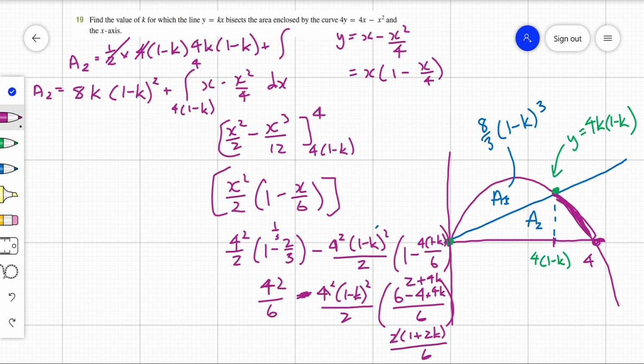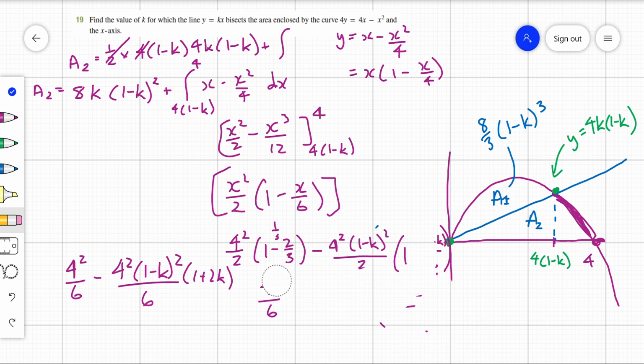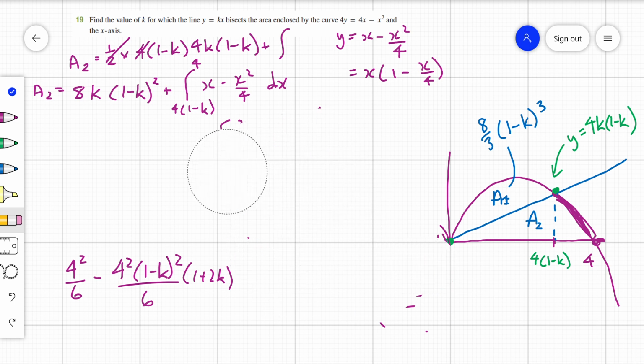Okay, so this 2 will cancel with this 2, and I'll get 4 squared on 6 minus 4 squared (1 minus k) squared, sorry it's hard to follow me, on 6, and we've got 1 plus 2k. Alright, you get the general gist. You at least get what we're trying to do, even if I've made a mistake somewhere, which would not surprise me at this stage. I've gone too far really, with no checks in between.